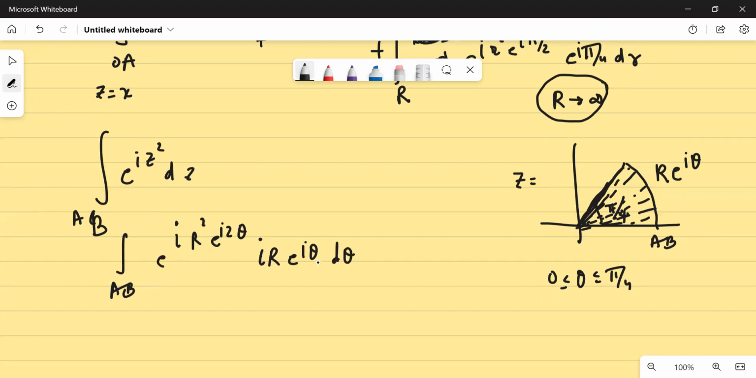Is that clear? Is it making sense up to here? And this will be integration from 0 to pi by 4 of e to the power iota r square. And what is e to the power iota theta? I think this we are doing along the arc, no, sir? This we are doing along the arc.